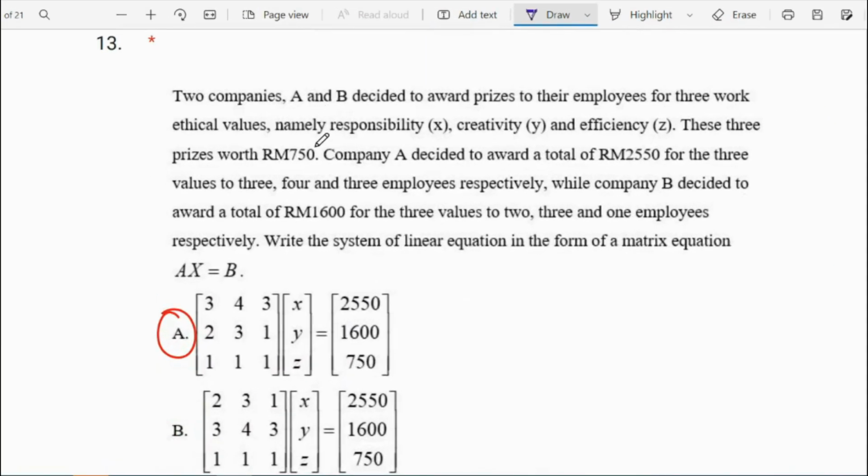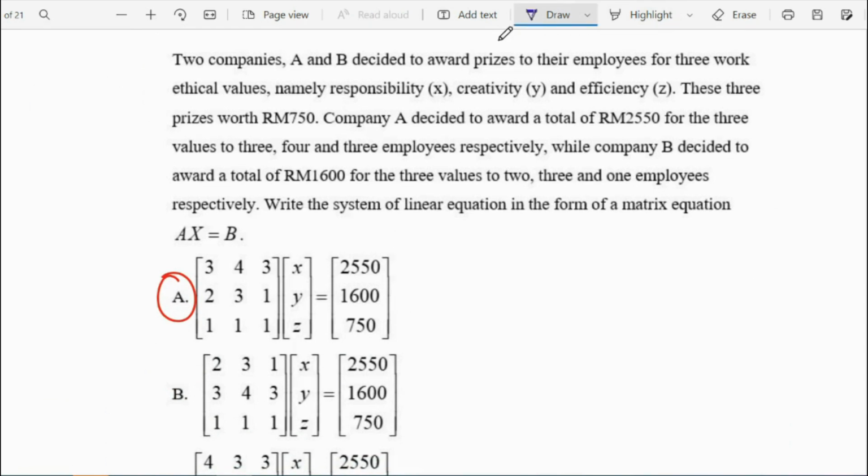D. So two companies, A and B, decide to award prizes to their employees for 3 weeks. So this is responsibility, this is creativity, this is efficiency. So actually this question is almost similar to past year questions. So this prize cost 750. So company A, it rewards 225, 2550 for the value of 3, 4, 3 employees respectively, while company B is using 1,600 for 2, 3, 1 employees. So write the system.